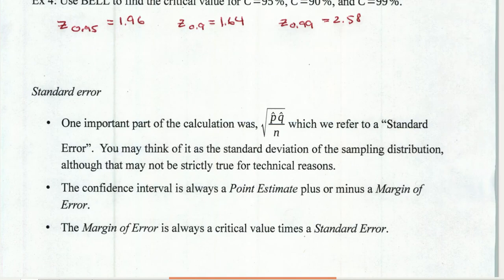If you look back at the definition of E, it's z sub c times the square root of p hat times q hat over n. And that is the standard error. It's the closest thing we're going to have to the standard deviation. It's not exactly the standard deviation, but you can think of it along those same lines. One of the interesting things is, even though this is our first look at confidence intervals, the point estimate is always the center of the confidence interval. We find that interval by adding or subtracting the margin of error. And the margin of error is always the critical value times the standard error.